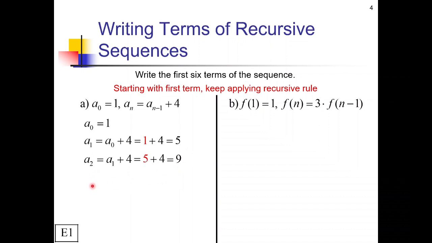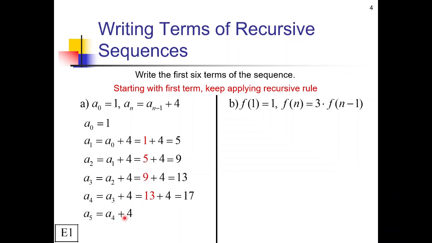And then a3, that's a2 plus 4. So that's 9 plus 4, which is 13. a4 is going to be a3 plus 4. So that is 13 plus 4, which is 17. And then finally, a sub 5, which is actually term number 6 in this one. That's a4 plus 4. So 17 plus 4 gives us 21.